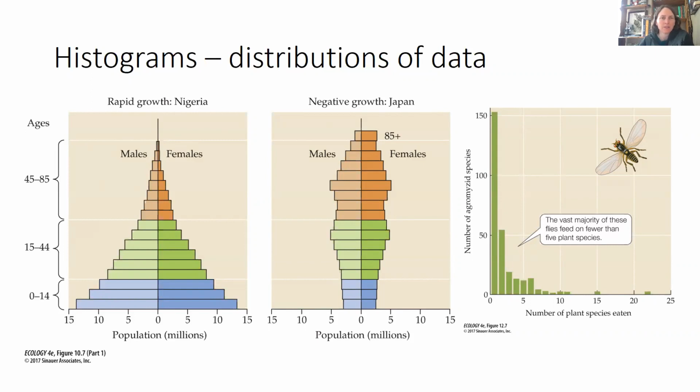In this case, you can see histograms showing male and female individuals of varying age classes, and those histograms are kind of sideways. The one on the right shows you the number of fly species versus the number of plant species eaten, and you can see that most of the species are eating a very few number of plants.